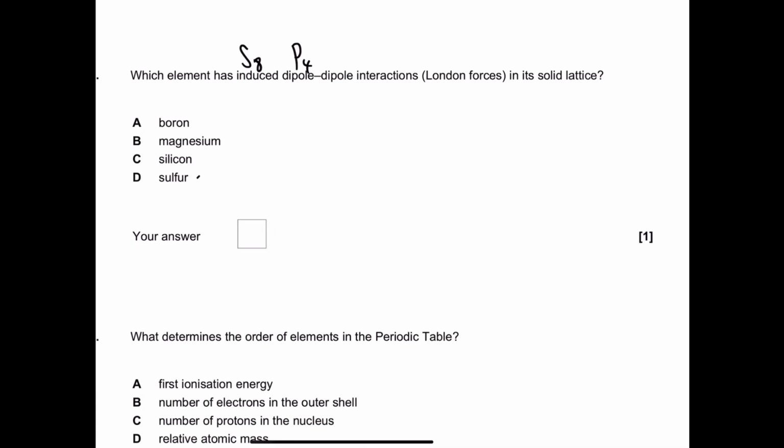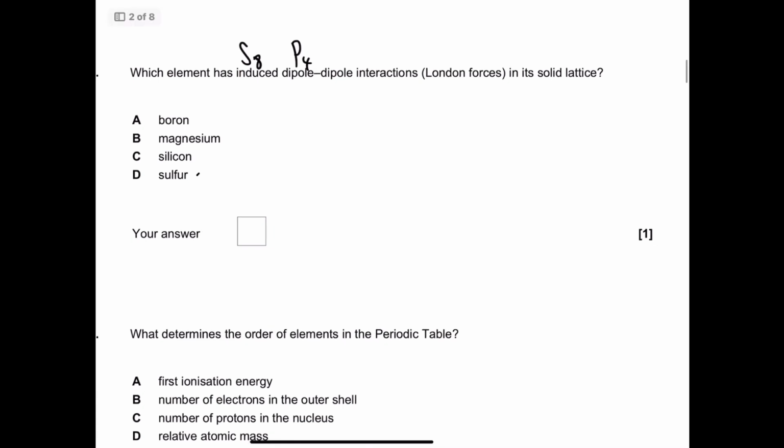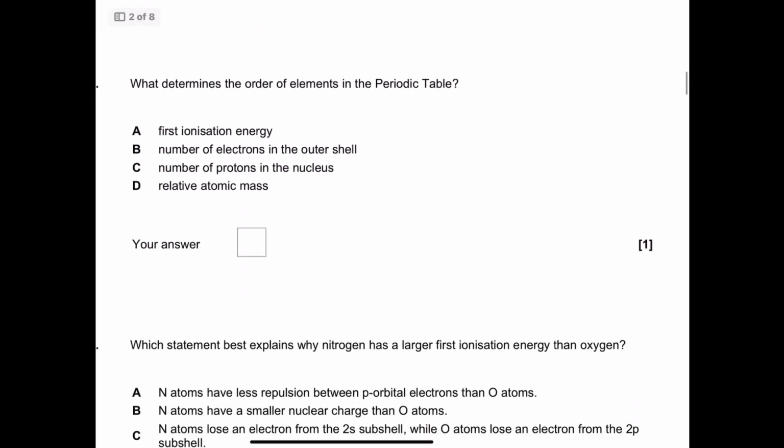Cl2 is also highly likely, but I say most halogens, or all halogens, have London forces between them. Boron is one of those pesky giant covalent ones. Magnesium is, of course, metallic, and silicon is also giant covalent. So D is our answer.